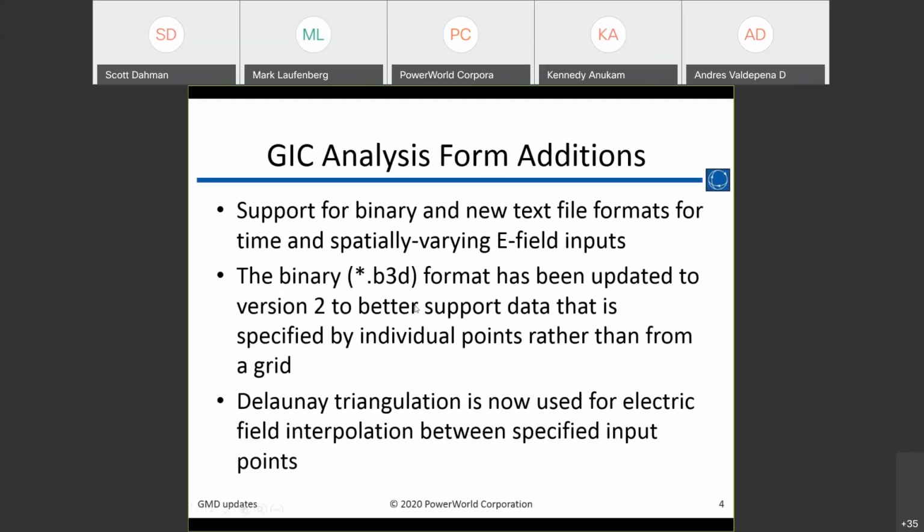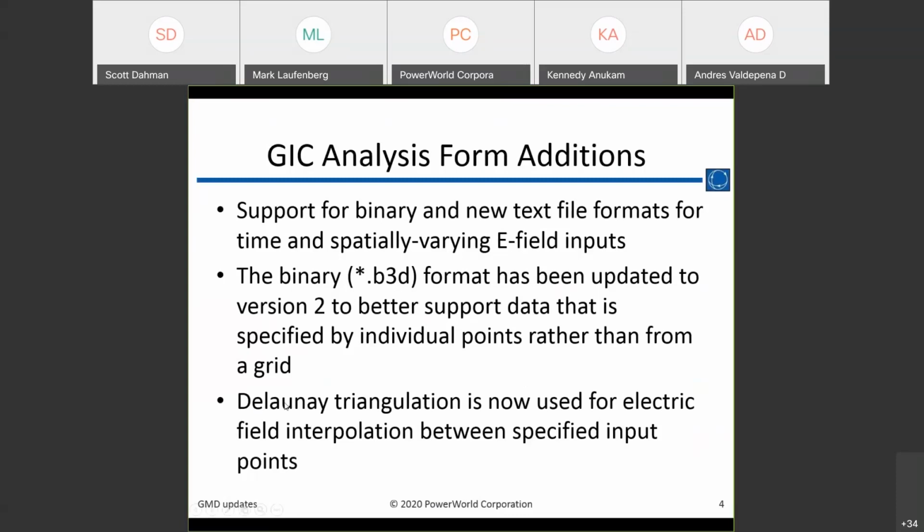What we had to do behind the scenes to make this work is update our binary non-uniform field format, which has the extension B3D, to a version 2. It allows us to read in data that's specified at geospatially arbitrary points, rather than what looks like a rectangular grid when projected into a Mercator plane. In other words, constant latitude and longitude spacing was the format that we had to use before. Now the points where an E-field vector is specified can be arbitrary within a space.